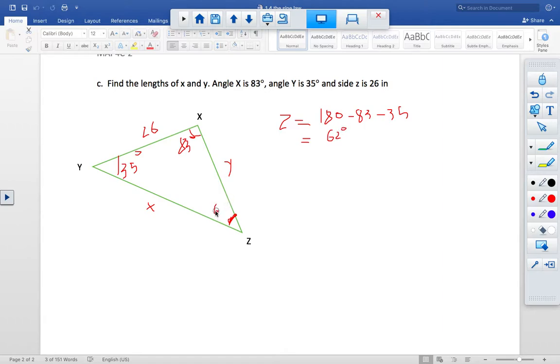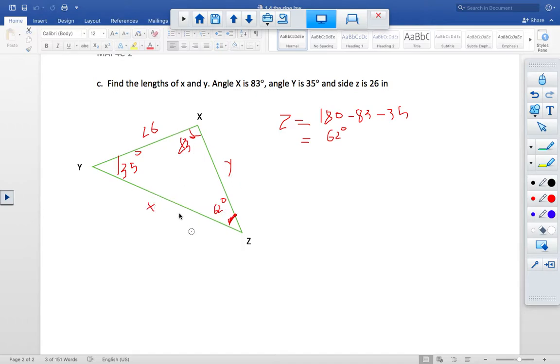Good. Remember, sine law, in order to be able to use it, you must have an angle on its opposite side. And now I do. Now I have an angle on its opposite side. So good. What do I want to solve first? I can solve x first. It doesn't matter which one you solve first. It's still going to give you the same answer. Okay, so let's say I'm going to solve x first.